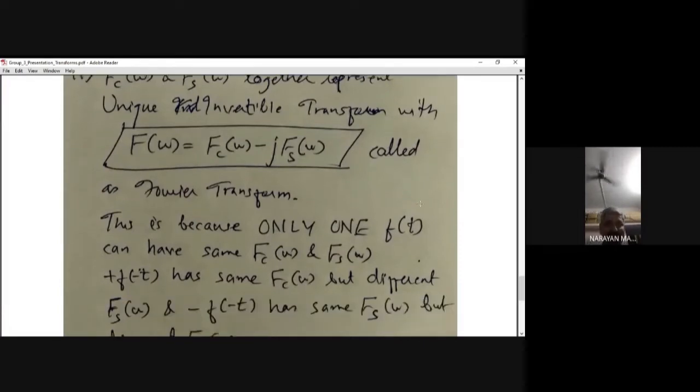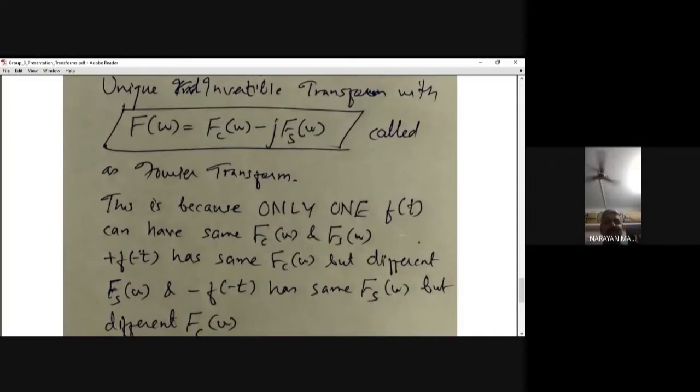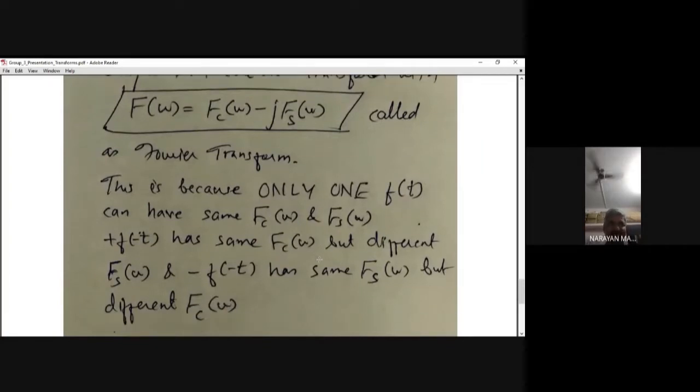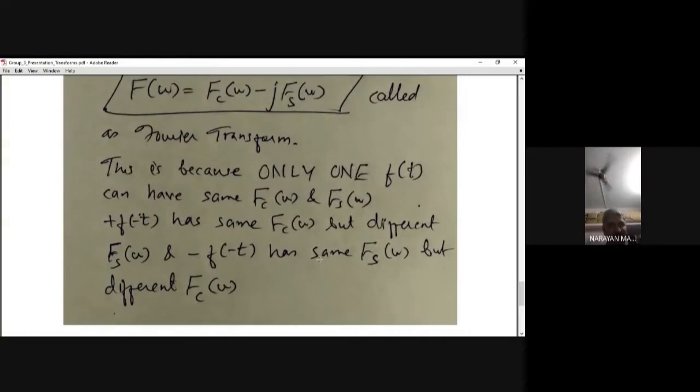And in that case, it will be only one, because only one f(t) will have the same Fc(omega) and Fs(omega). F of minus t will have the same Fc(omega) but a different Fs(omega), and minus f of minus t will have the same Fs(omega) and a different Fc(omega).